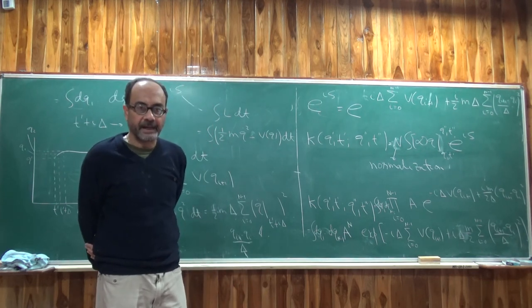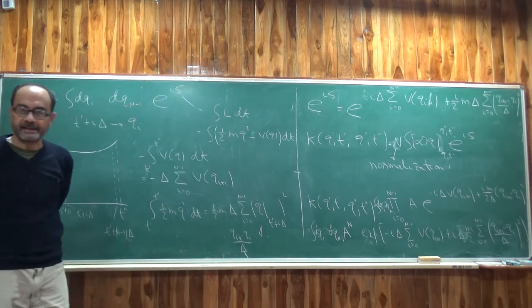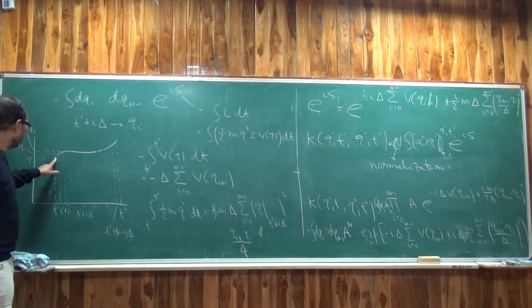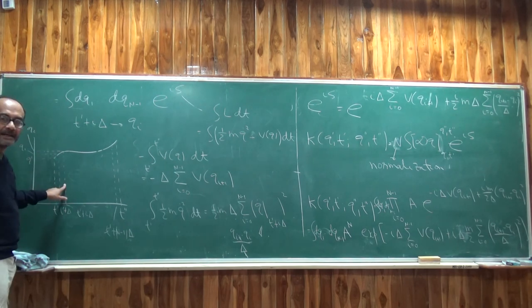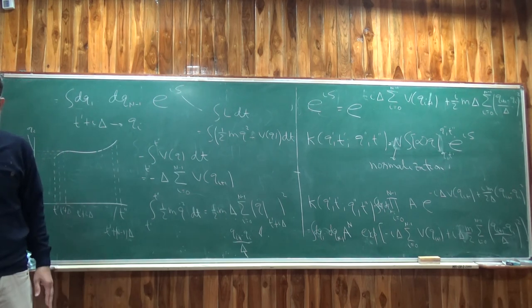Every q will be varied from minus infinity to infinity, which means you are actually summing over paths which fluctuate widely. I mean, this one, for example, can be here, this one can be there. Of course, it may happen that the integral receives contribution only from smooth paths. That may happen. It may not happen. It depends on the details of the form of the action.